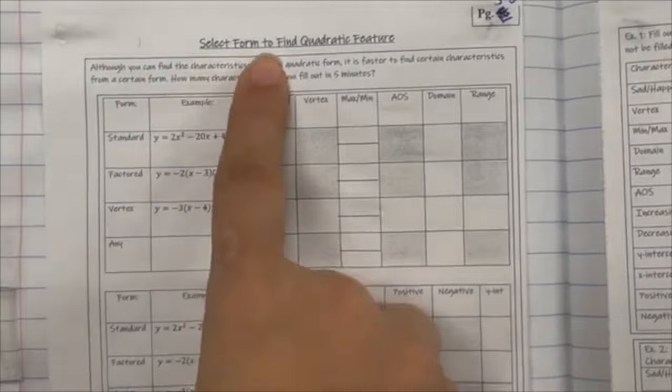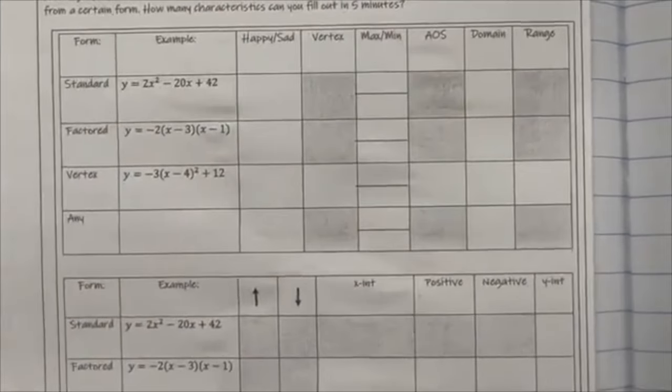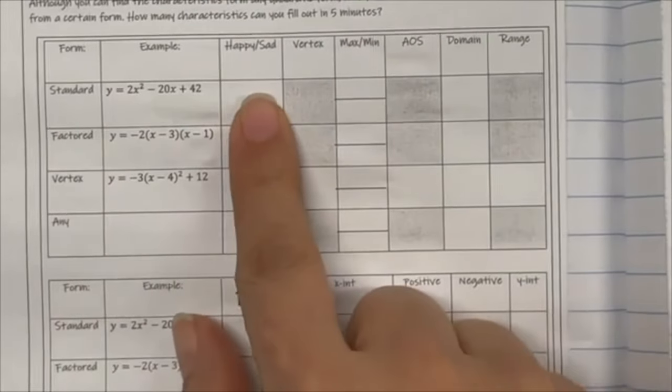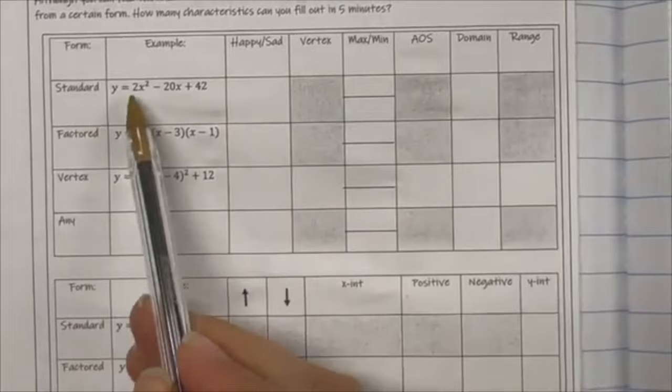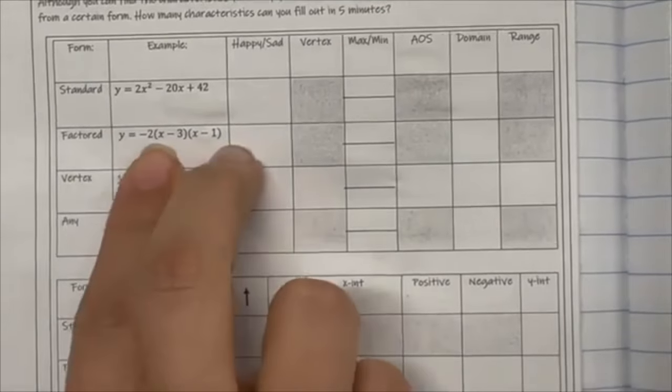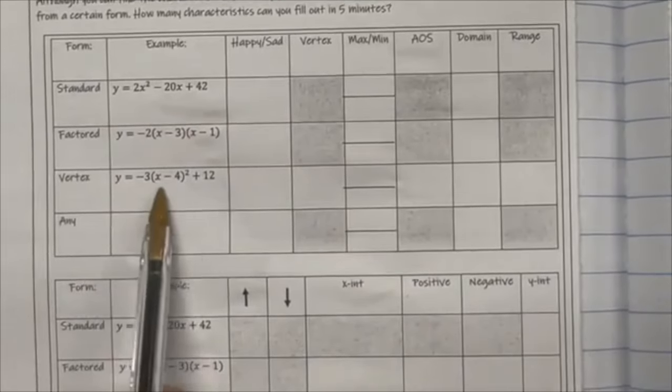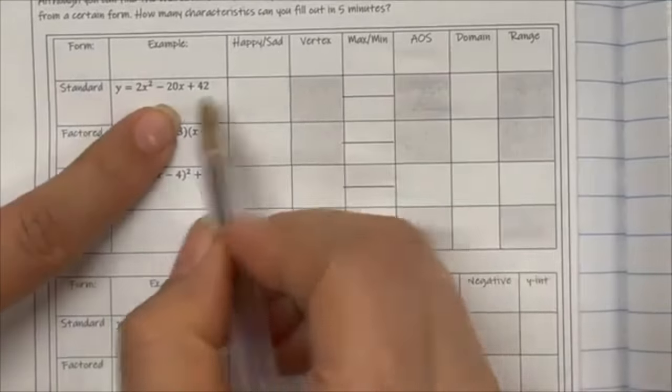All right, let's take a look at selecting the form to find quadratic features. This is going to be a very quick video because knowing the different forms, you can get the different characteristics really, really quickly. So standard, factored, vertex. Standard is ax² + bx + c. Factored has 2 parentheses and vertex has 1 parentheses. Okay, so let's run through it really quickly.